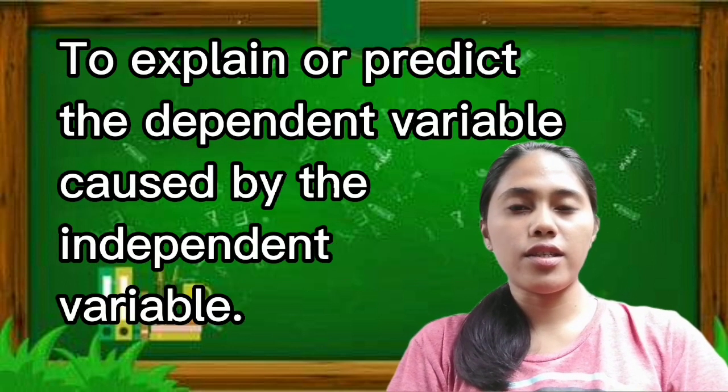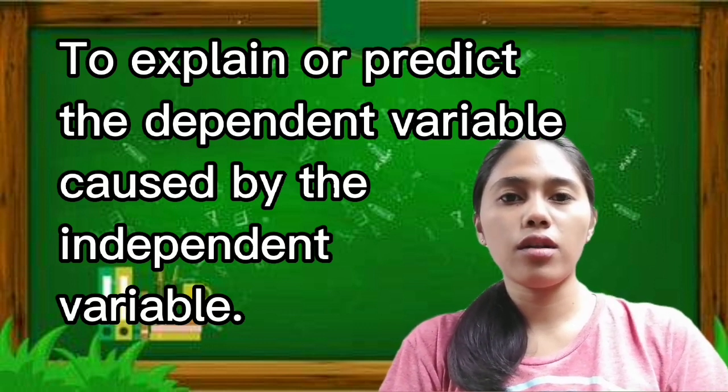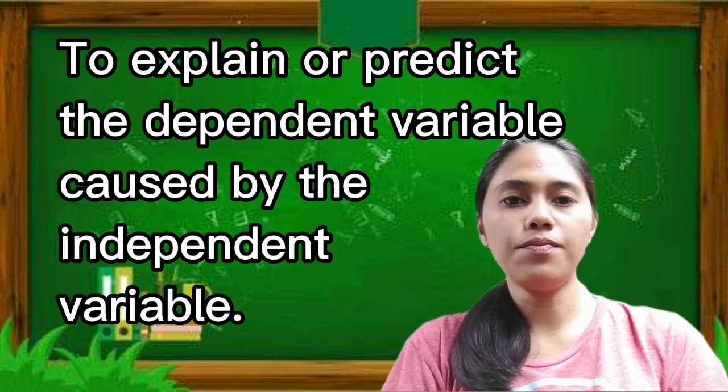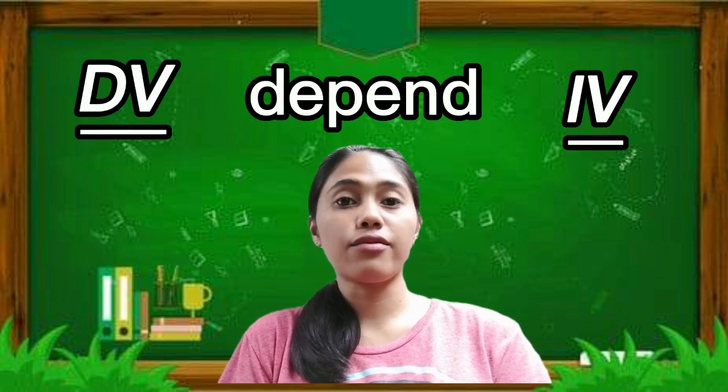The goal of this experiment or study is to explain or predict the dependent variable caused by the independent variable. We must always remember that the dependent variable depends on the independent variable and changes with the independent variable. To identify the dependent variable is to find the hint or the clue. Read it twice in order for you to locate or identify which is the dependent and independent variable. DV or dependent variable depends on IV or independent variable.